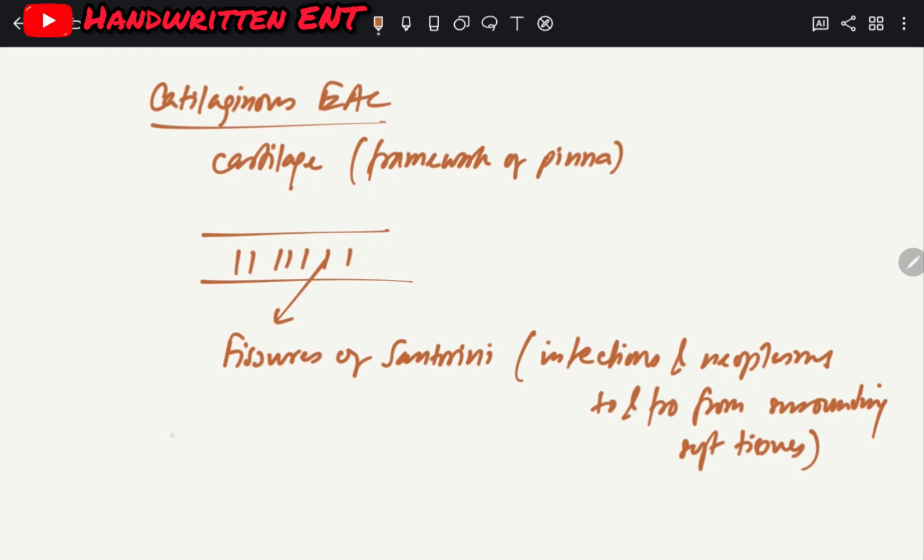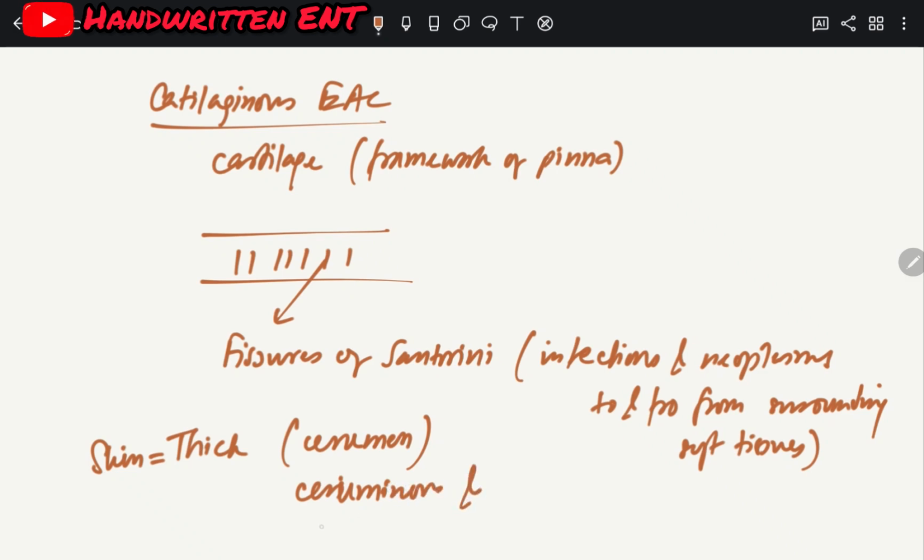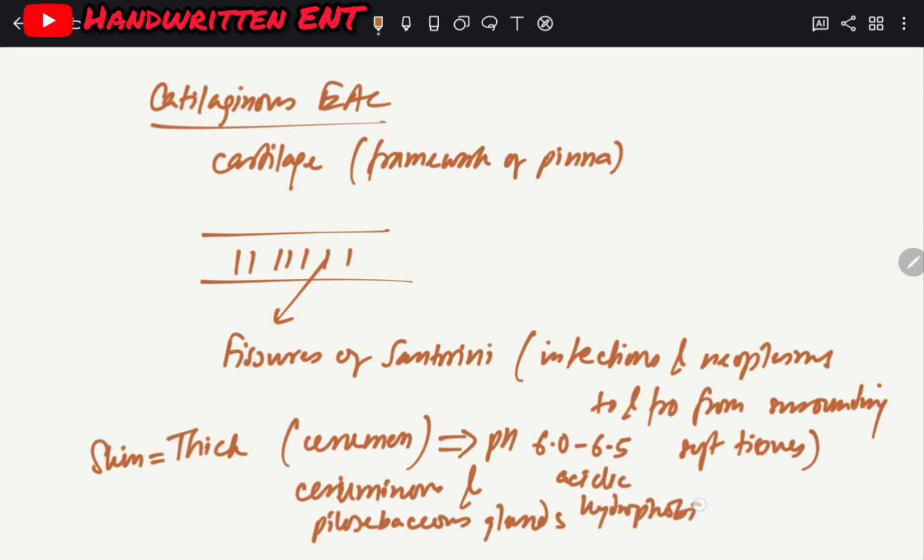The skin of the cartilaginous canal, it is thick. So the skin is thick and it contains cerumen which is secreted from ceruminous and pilosebaceous glands. The cerumen has a pH of around 6 to 6.5, which is acidic and hydrophobic.